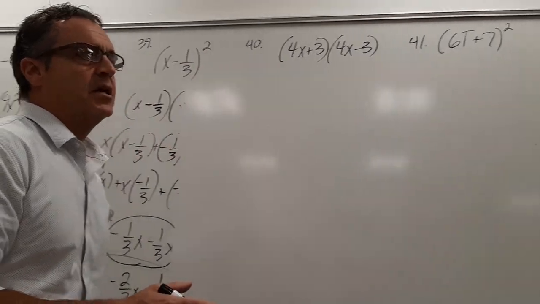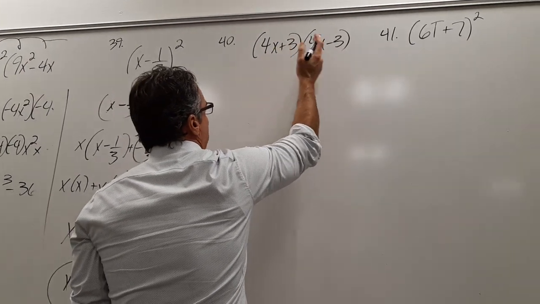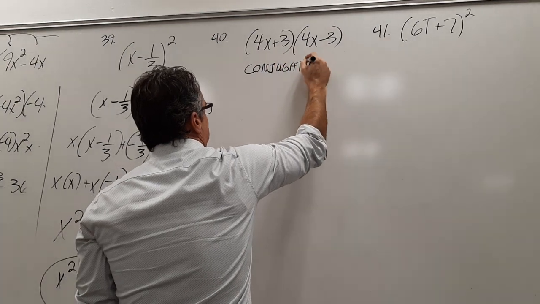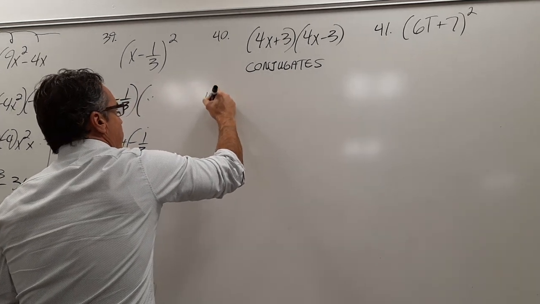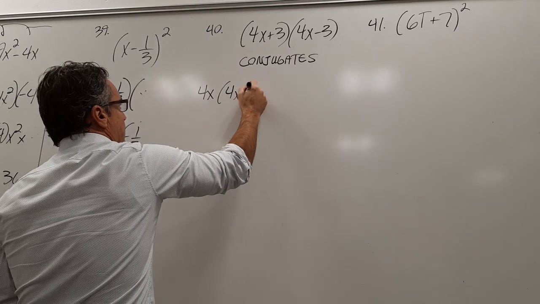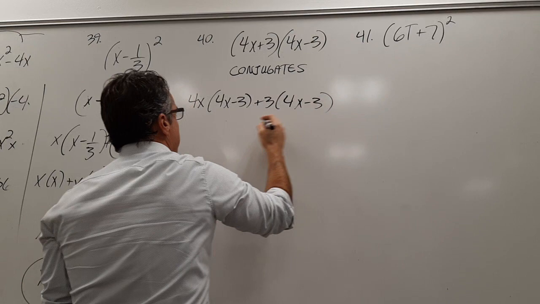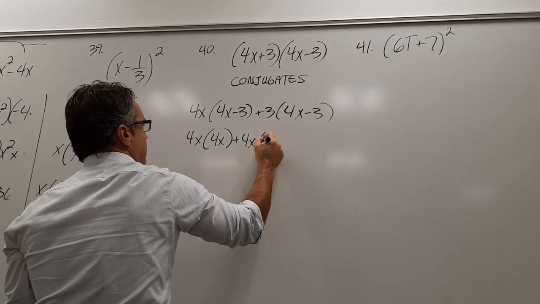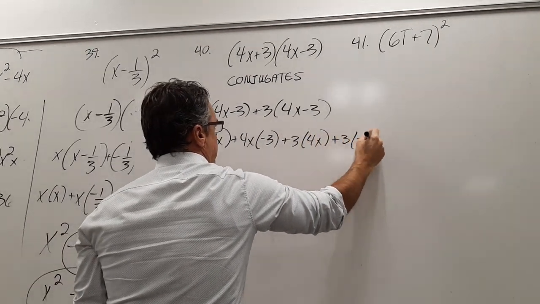We talked about this. We learned that when we have the exact same terms, but one's being added and one's being subtracted, we have conjugates, okay? And we know that the middle terms will actually cancel each other out. We're going to get 4x times 4x minus 3, right? 4x times this, 4x minus 3, plus 3 times 4x minus 3. This makes 4x times 4x plus 4x times negative 3. Plus 3 times 4x, plus 3 times negative 3.